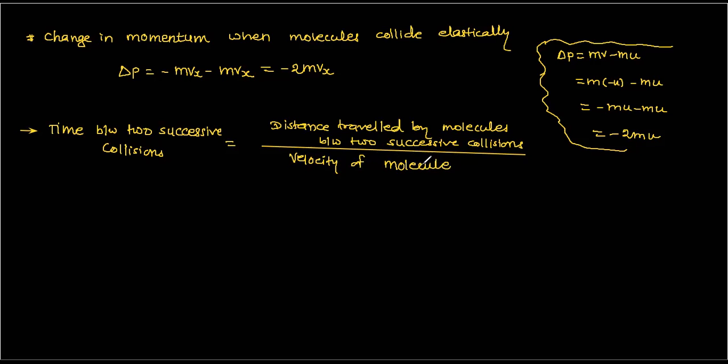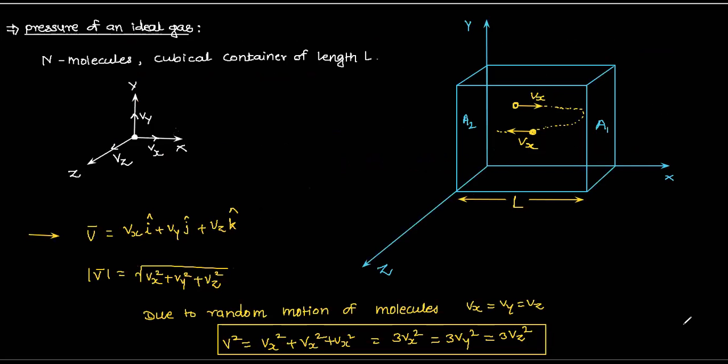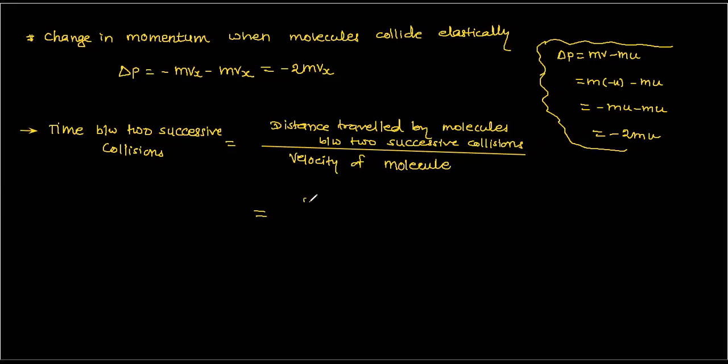Velocity of molecule. So distance traveled is what? If you see the diagram, while going L, while coming L. So how much is this? 2L divided by the velocity of the molecule, which is Vx. Therefore, delta T is equal to 2L by Vx.